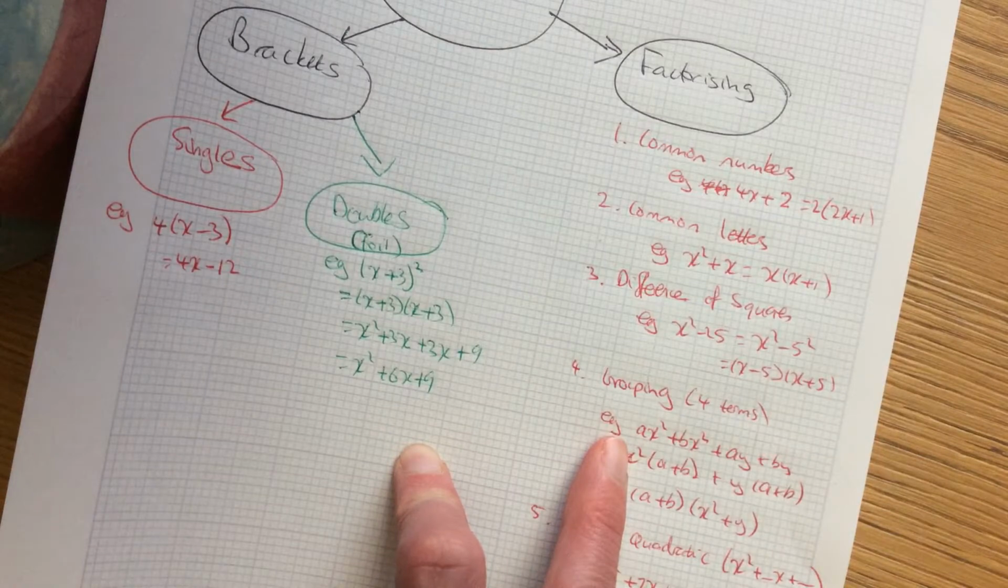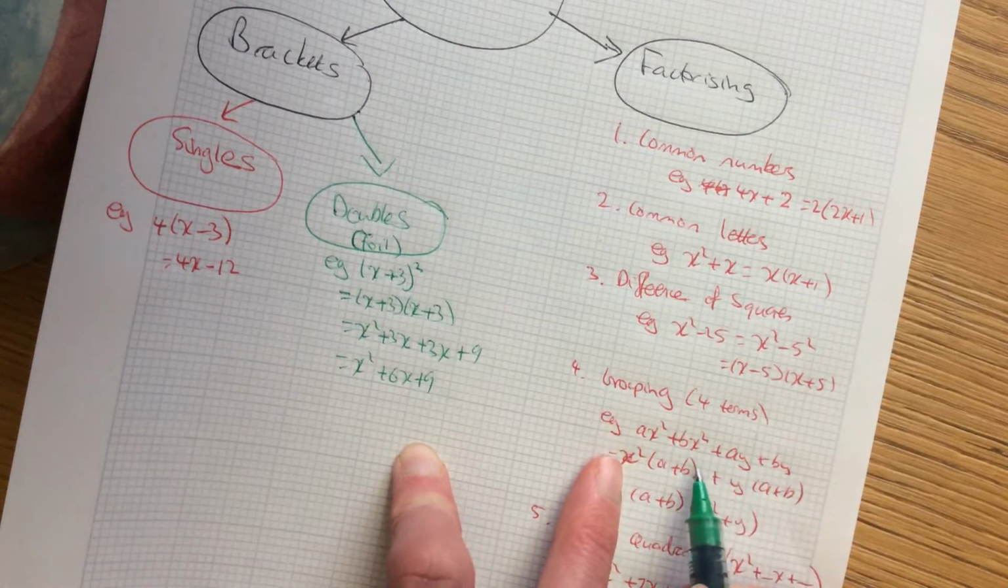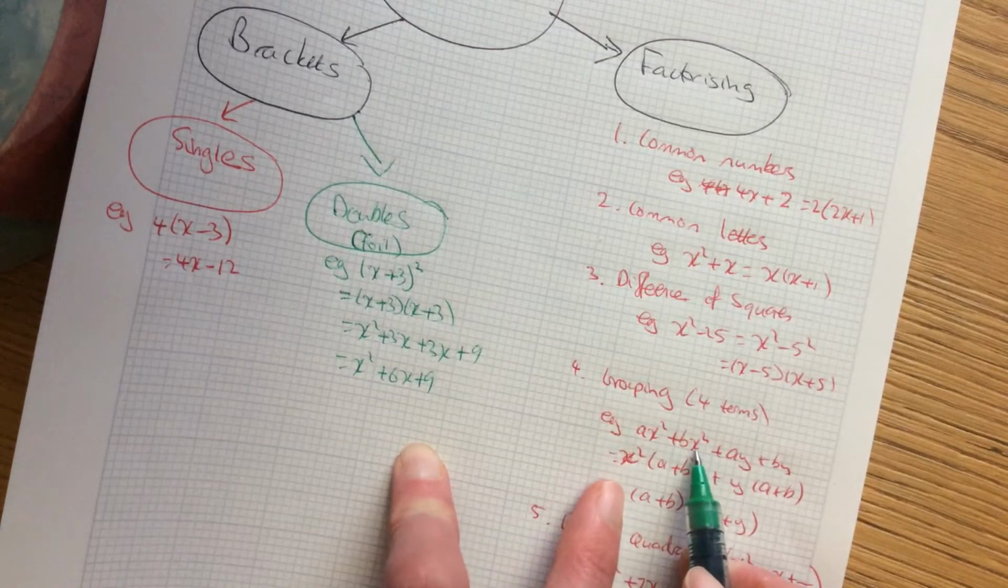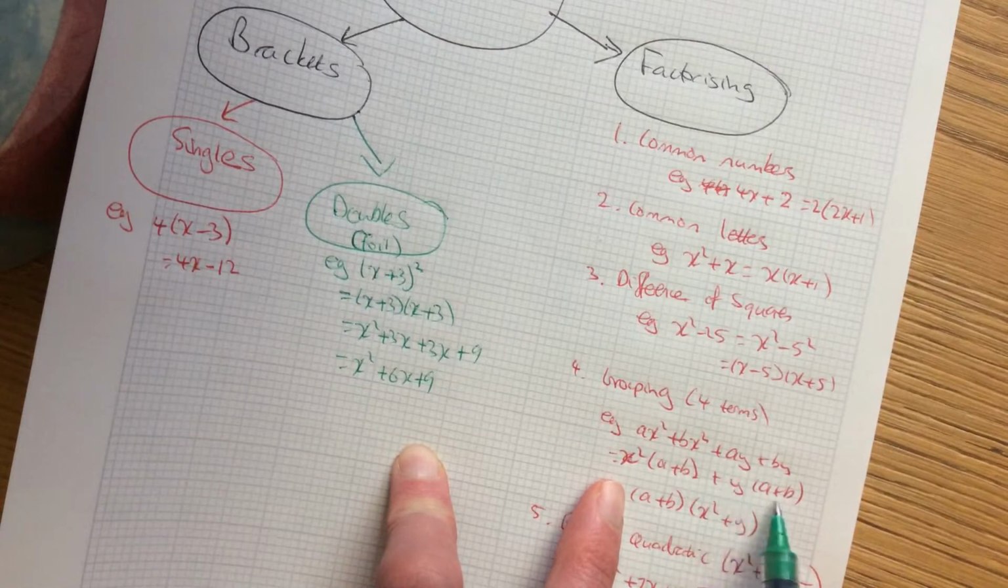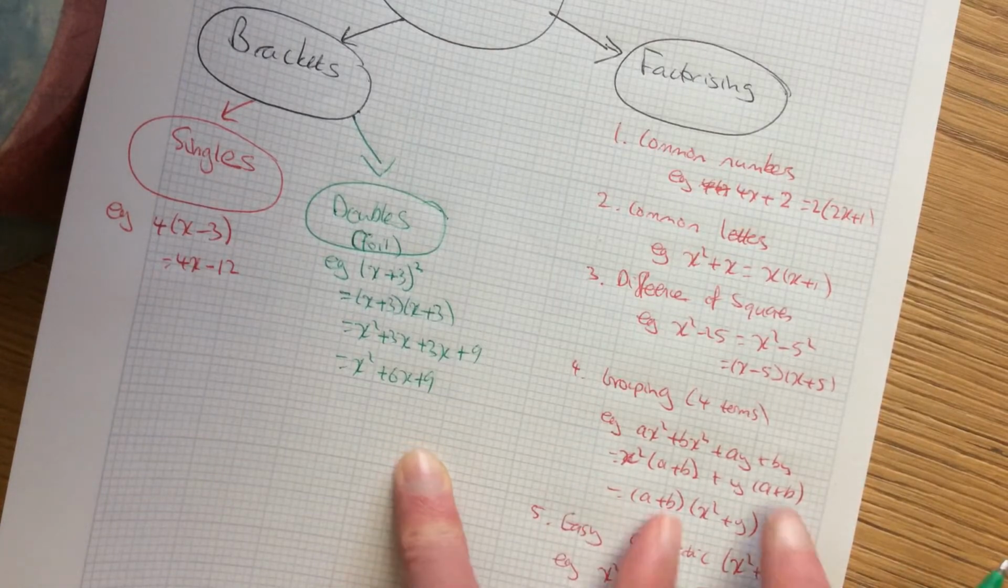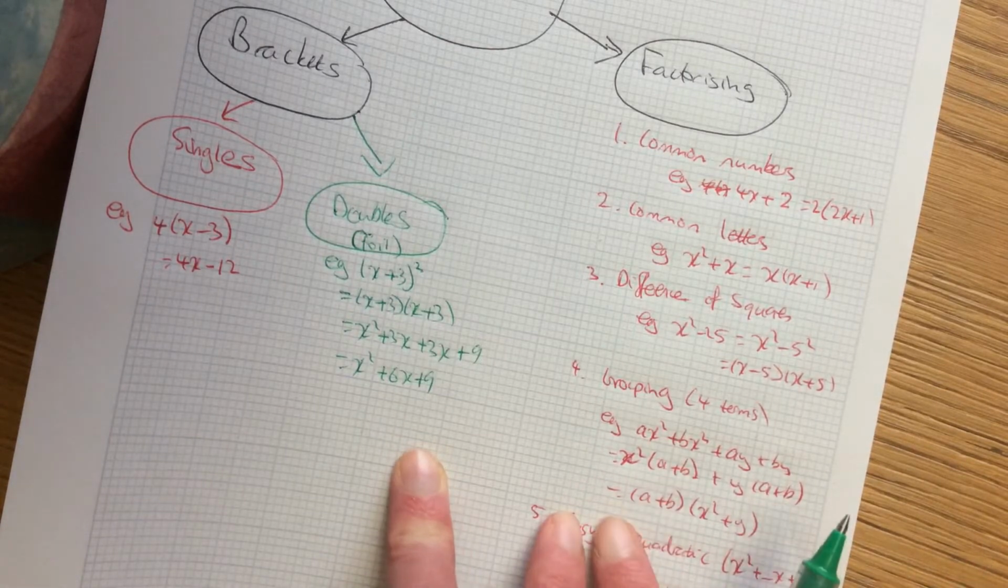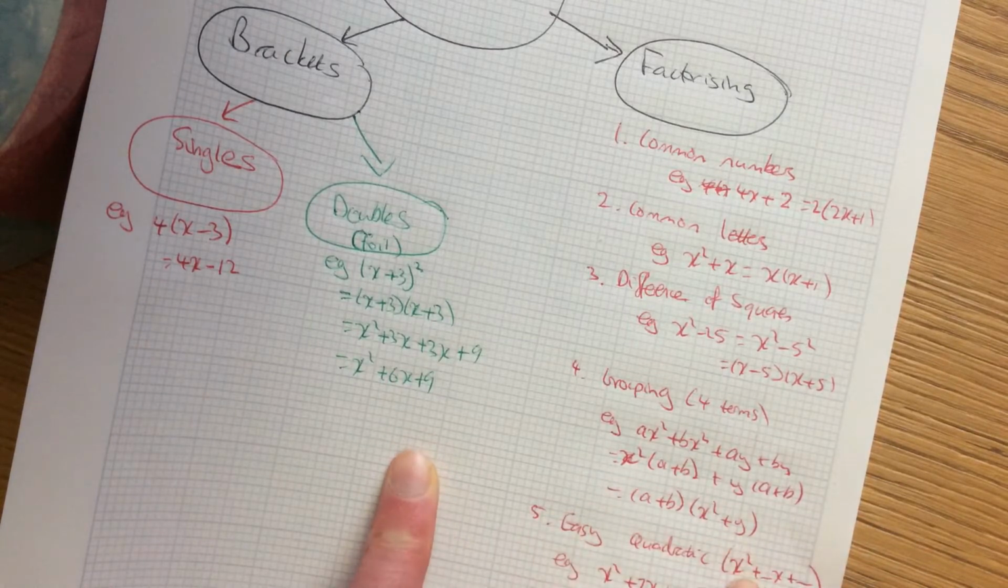The grouping. You know it's grouping when you have 4 terms, like this. Do them in pairs. The first pair, pull out an x squared, leaving you a plus b. The second one, pull out the y, leaving you a plus b. You should have the matching bracket, pull it out, and you're left with x squared add y.